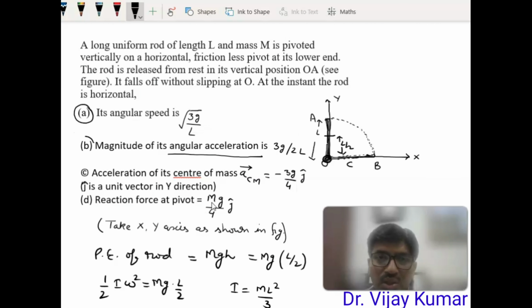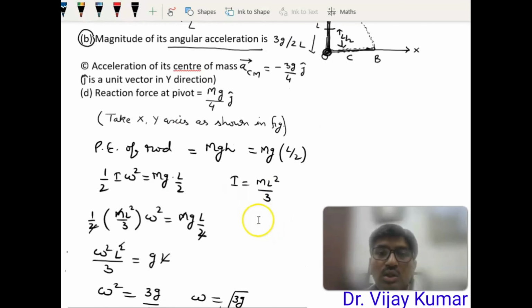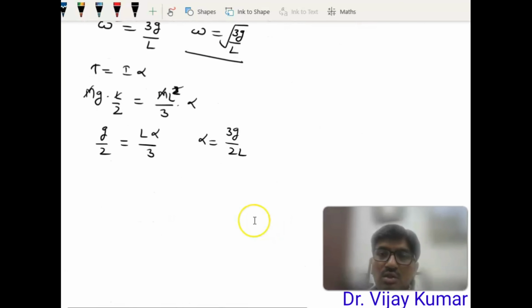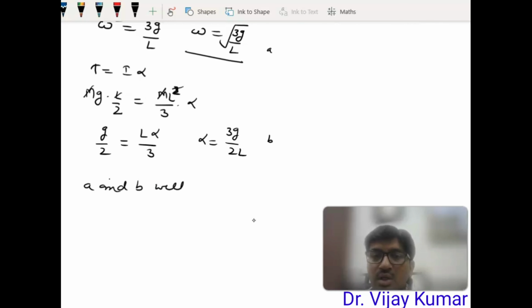So option B is also a correct answer. So in this question, option A and option B will be the correct options.